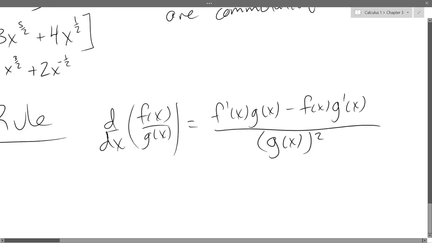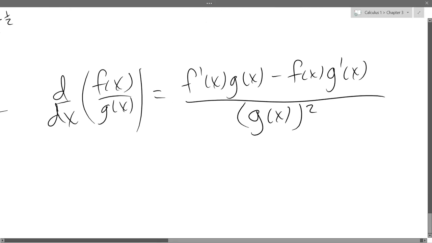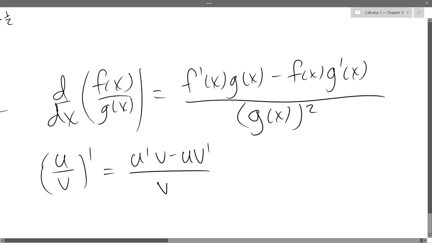So there's the quotient rule written out with f's and g's. Of course, that's a little bit ugly to write down. So if we write it down with abbreviated notation, it looks like this.